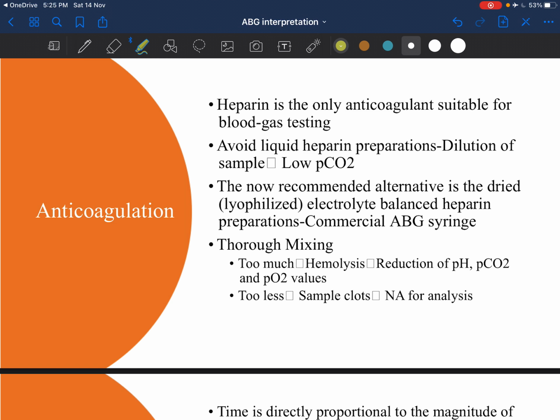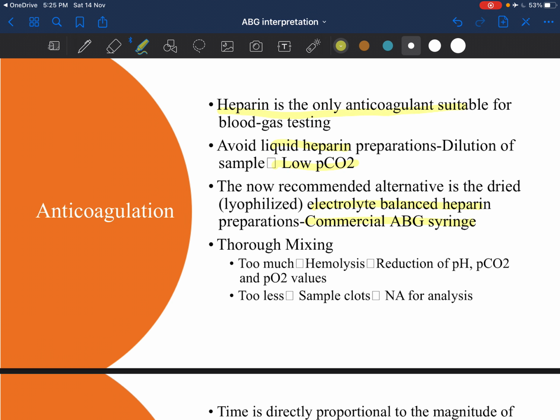Anticoagulation. Heparin is the only anticoagulant that is suitable, but try not to use a liquid preparation, because if you use a liquid preparation, it causes dilution of the sample resulting in low PCO2. Too much heparin is a strong acid that results in unnecessary acidosis. The best alternative is electrolyte balanced heparin solutions or heparin preparations that are prepared and kept in your ABG syringe.